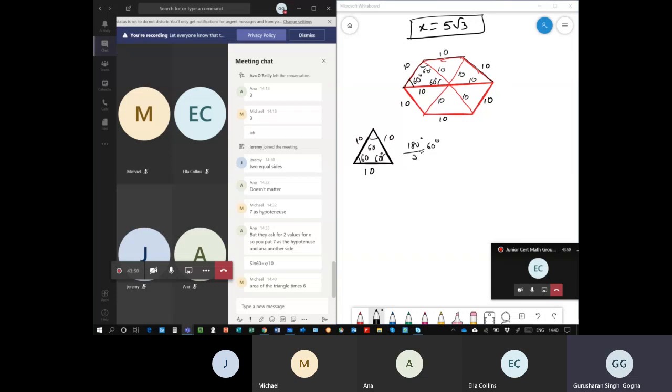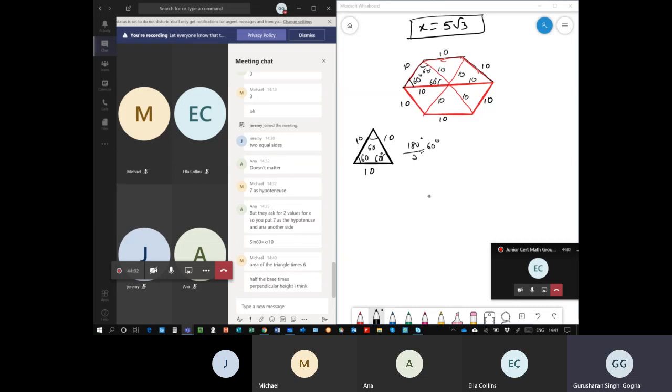So Michael said area of the triangle times 6. That's correct. But how will you get the area of the triangle then? It's an equilateral triangle. Very good. The general formula for finding the area is half base multiplied by height. So forget about the hexagon at the moment. Just focus on the triangle. This is a triangle. This is 10, this is 10, this is 10, isn't it? In this triangle, you know the base, which is 10. I don't have any problem with the base, but I don't know the height. So I need to get the height, this height.